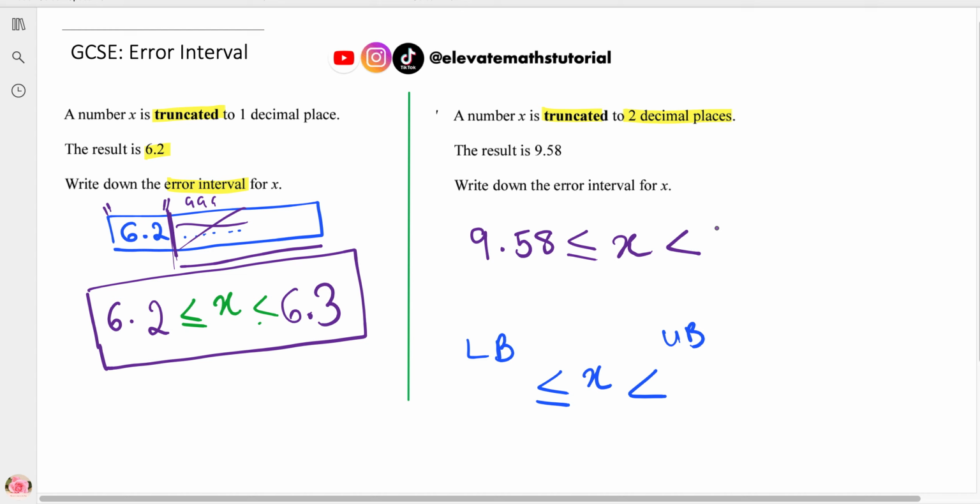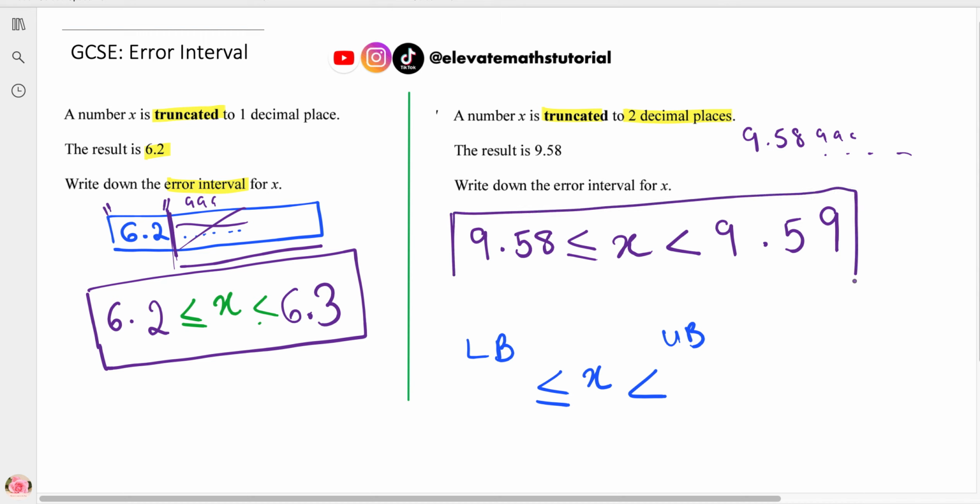So what is the upper number that it can be, but not that? It could possibly have been 9.58, 999 recurring. So the upper bound will be 9.59. Just before all these values, so less than 9.59. So this is the error interval for truncation.